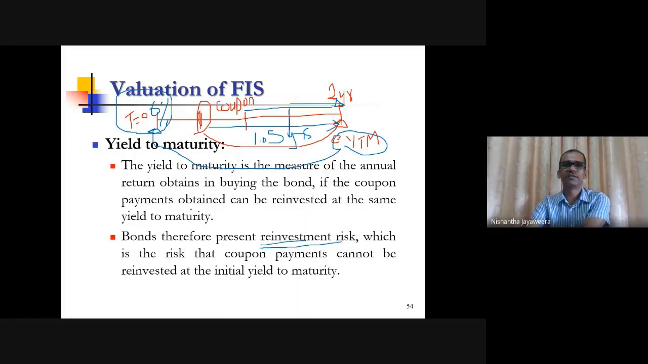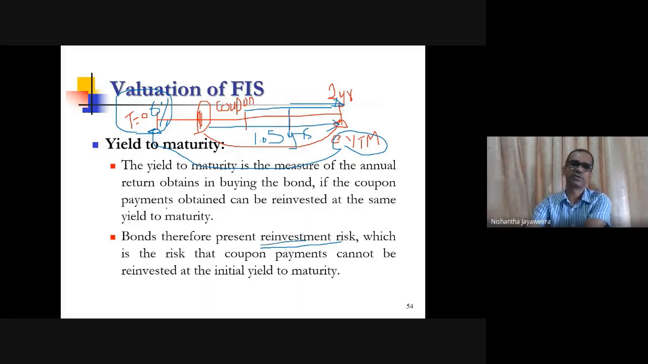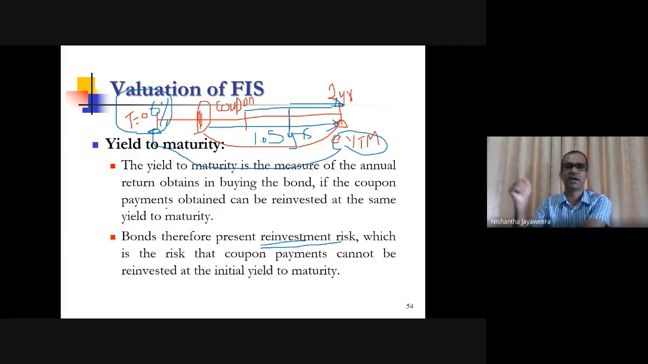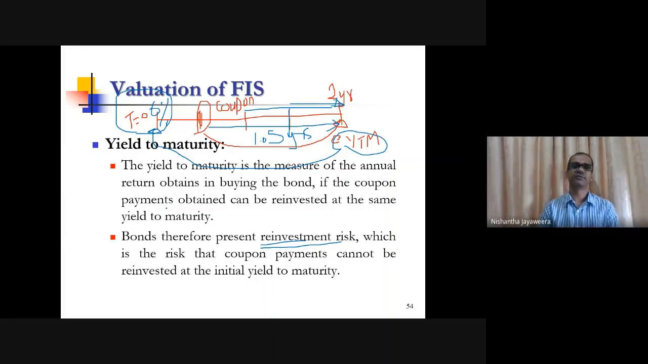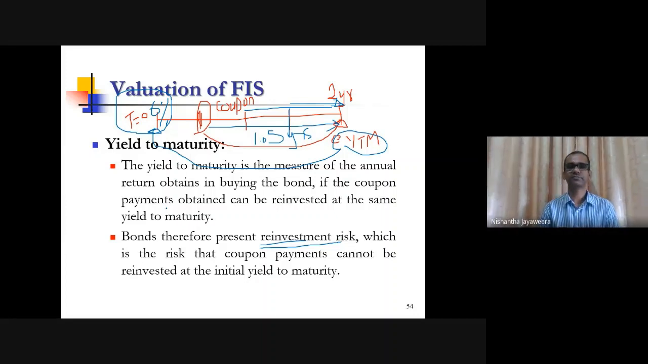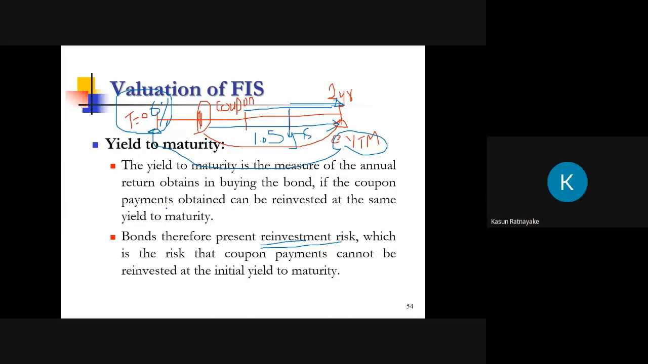For you to realize yield to maturity, you should be able to reinvest your cash flows at the same rate until the maturity date of the bond. Is it clear? Yeah, that prediction is very difficult, no, sir?